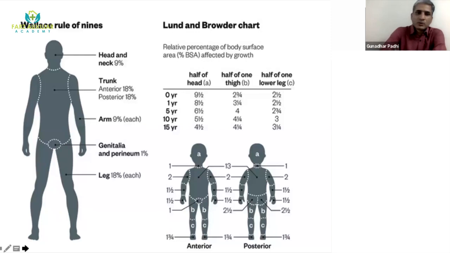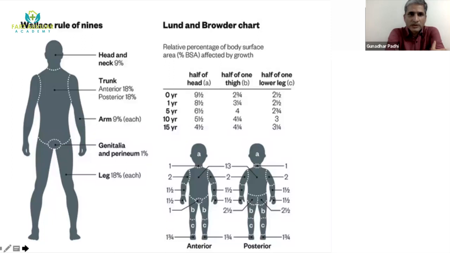So there are two types of formulae. One is called the Wallace rule of 9 and the second is called the Lund and Browder chart. The Wallace rule of 9 is basically meant for the adult population, and the Lund and Browder chart is meant for the pediatric population. Up to 15 years, you apply the Lund and Browder chart to calculate the percentage of the body surface area burn. After 15 years, you have to use the rule of 9s. So this is called the 9% rule. Very, very simple.